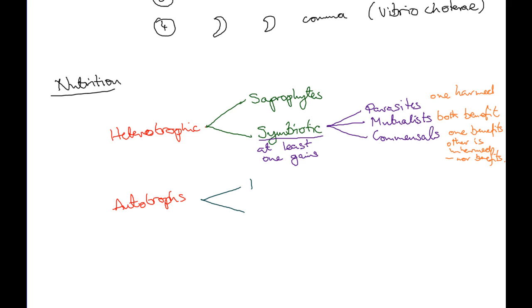Some bacteria are photosynthetic. Bear in mind they don't have chloroplasts because they're prokaryotes, but they can use light to make food. And then there's the chemosynthetic bacteria, and these are strange creatures. These are organisms that use the energy from chemical reactions to make their food. So this is about using chemical reactions.